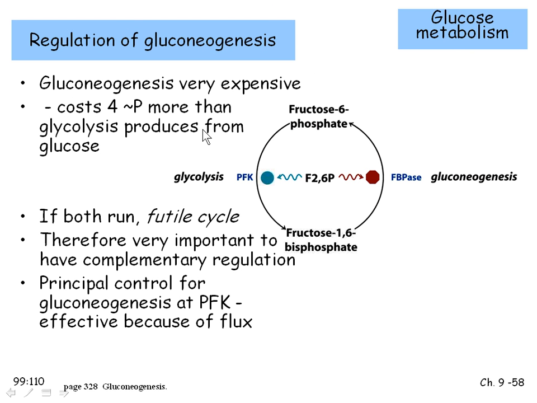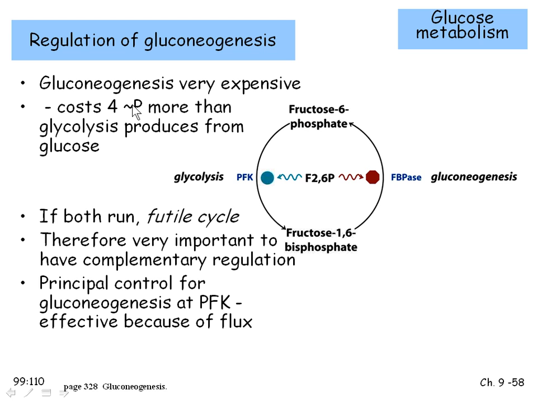Now, gluconeogenesis costs you energy. So you don't want to do it unless you need to do it, because you end up spending 4 high energy bonds more than you can get out of burning a glucose. So this is not a way to get energy. This is a way to get glucose to give to the brain or glucose to give to the kidneys.